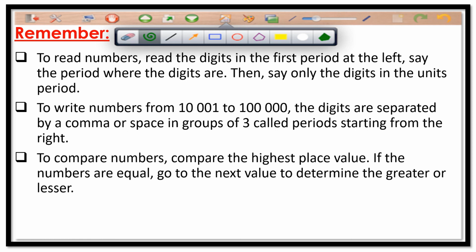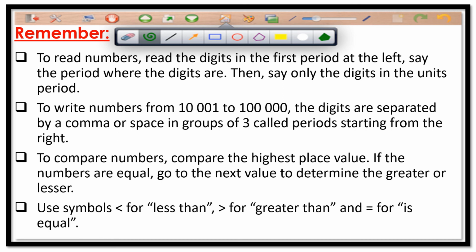To compare numbers, compare the highest place value. Diba? Sinabi natin kanina, nagsimula tayo sa kaliwa. Umpisahan sa highest place value. If the numbers are equal, kung magkapareho daw, go to the next value to determine the greater or lesser. Use symbols greater than, less than, or equal. Okay, yan ang symbol niya.